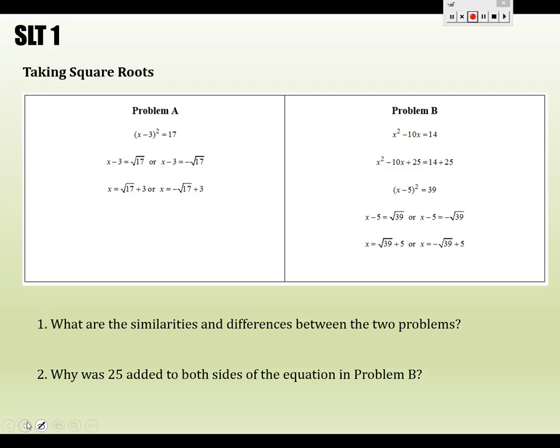Problem A should look familiar, right? Based on your work from the warm-up today. Okay, look at problem A though. And then especially look at problem B. Talk with your group, as you look at problem B especially, to answer those questions down below. Why is 25 being added? This is kind of crazy work being shown.